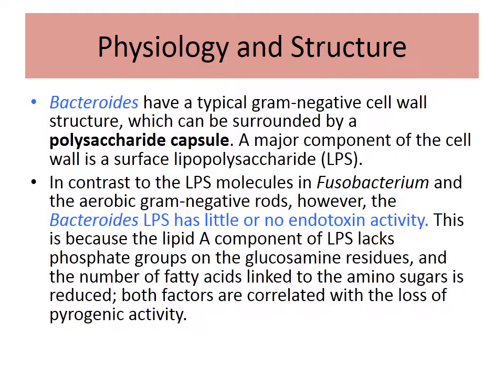Many a time, classical signs of inflammation include fever. And many bacteria like Bacteroides may not have fever because their LPS has little or no endotoxin activity. For a bacteria to have endotoxin activity, they have to have a strong LPS, because it's a pyrogen.